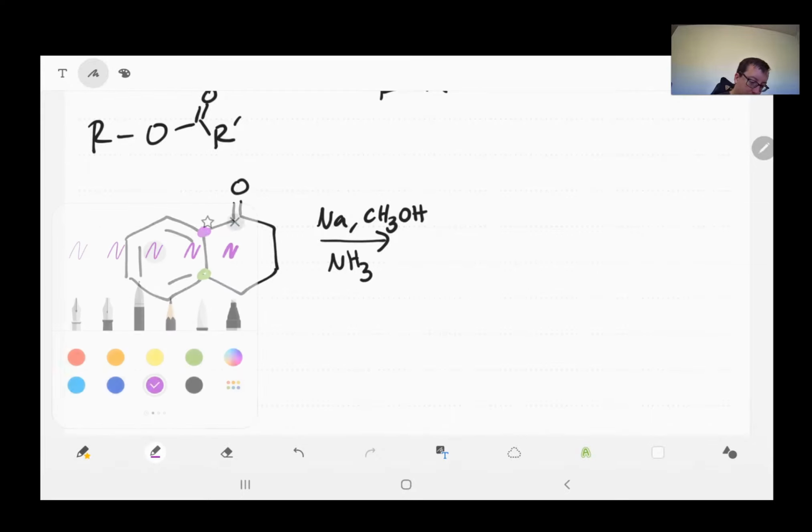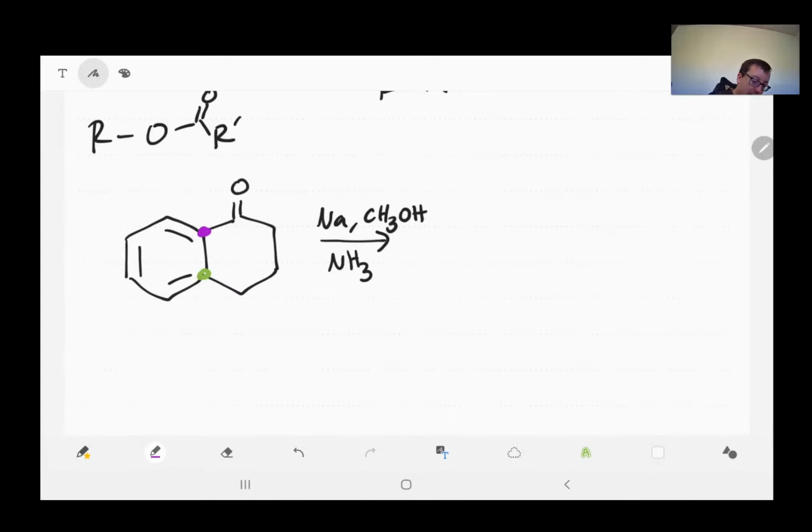So if we look at the purple one, we see next to it is this thing. That is a ketone. Carbonyls in general are electron withdrawing groups. So we've got an electron withdrawing group on the purple one. So far, so good. If we take a look at the other side we have just an alkyl group, which is an electron donating group.